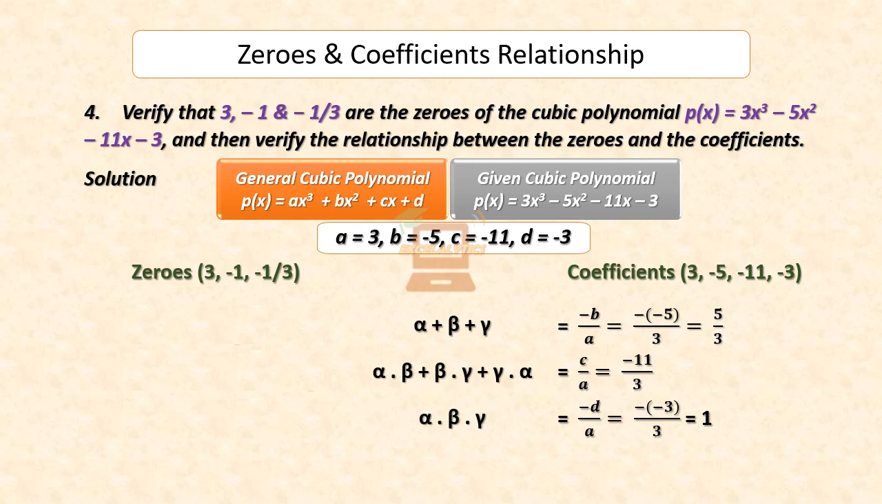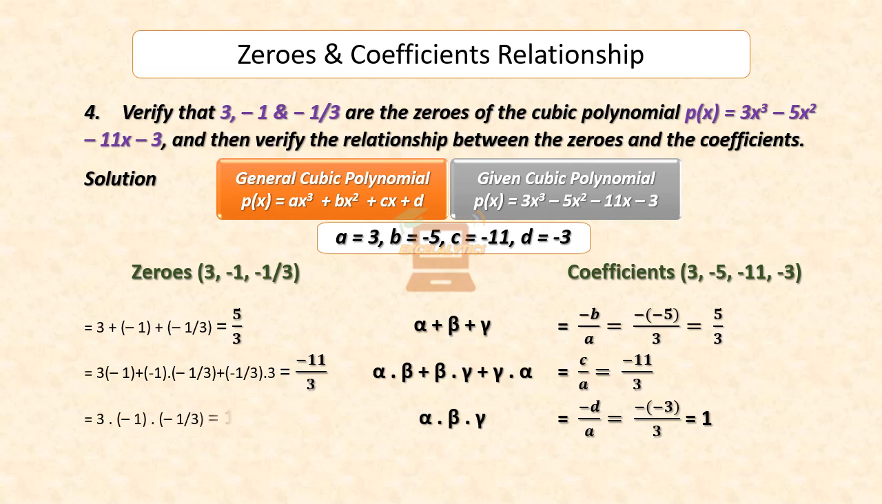From the zeros given, we have the corresponding calculations for sum as 3 plus minus 1 plus minus 1 by 3, that is 5 by 3. For products taken 2 at a time as 3 times minus 1 plus minus 1 times minus 1 by 3 plus minus 1 by 3 times 3, which simplifies to minus 3 plus 1 by 3 minus 1, that is minus 11 by 3. For product taken all 3 together as 3 times minus 1 times minus 1 by 3, that is 1. Since all the 3 attributes have the same results from zeros as well as coefficients, we have successfully verified the relationships between zeros and coefficients.